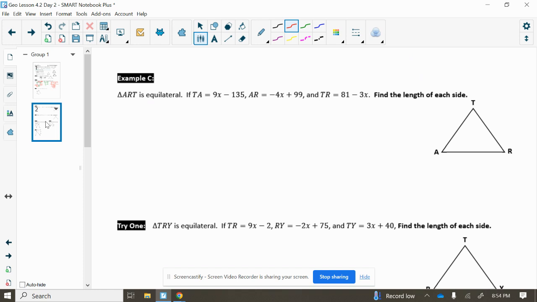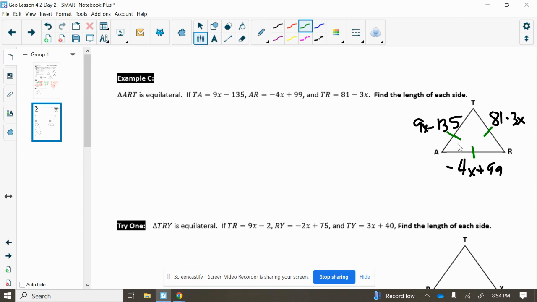Now, moving on to the back side, we have another example. Given this triangle is equilateral, notice again they are giving us side lengths. So I'm going to label these sides: 9x minus 135, negative 4x plus 99, and 81 minus 3x. Because this triangle is equilateral, we are allowed to mark all three sides congruent. They want us then to find the length of each side.